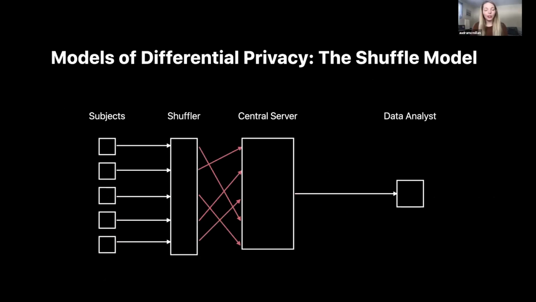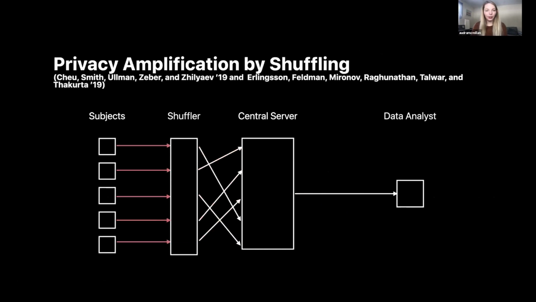Okay, so I have my shuffler. My shuffler permutes the local reports and sends them to the central server. And the question of privacy amplification by shuffling is, if each person is already sending an epsilon differentially private local report, how much more private is the output of the shuffler? Intuitively this should buy me something. I'm anonymizing my data. So the question is, how much is it buying me?